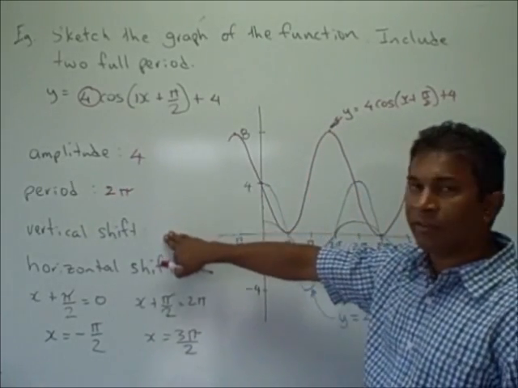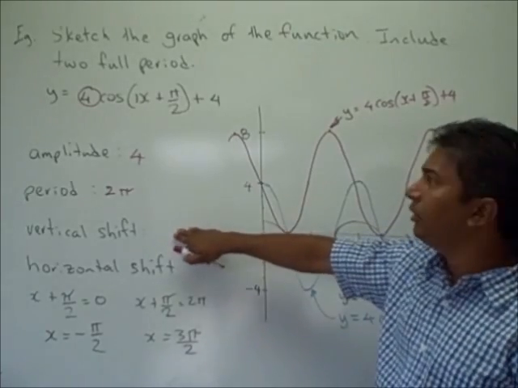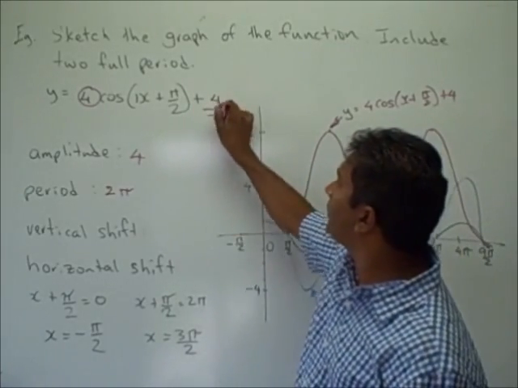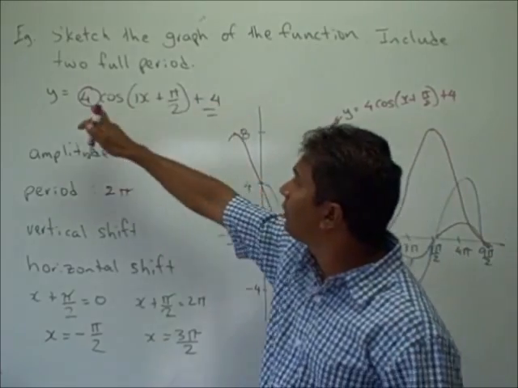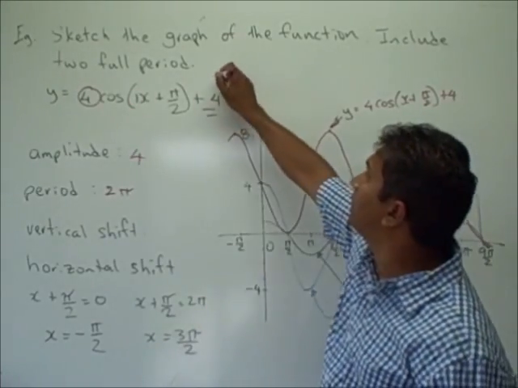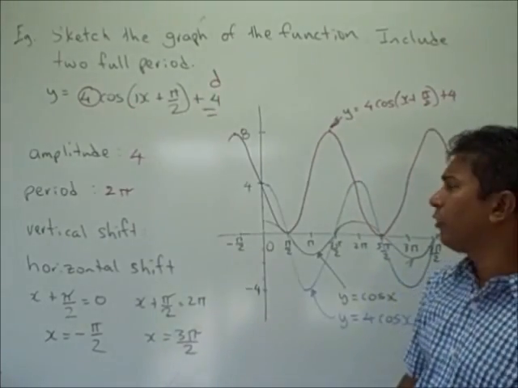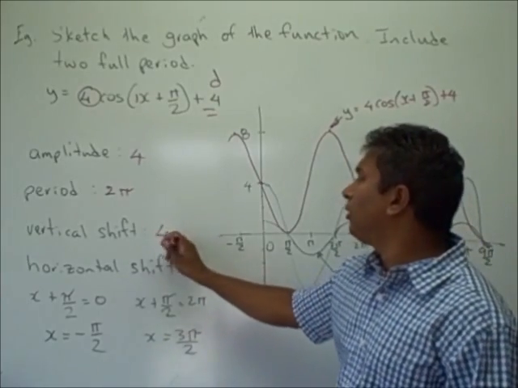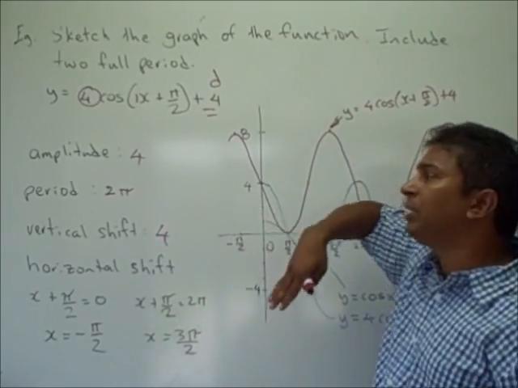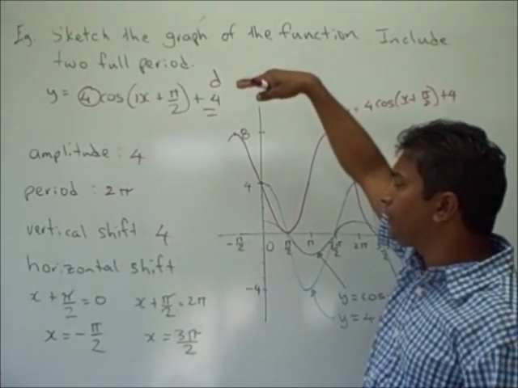Our vertical shift is our d. Here in this problem, they put d in the back. It's no different if it's just 4 plus 4 cosine. This is still our d, which represents our vertical shift. So this means that our entire graph is being shifted up 4 units.